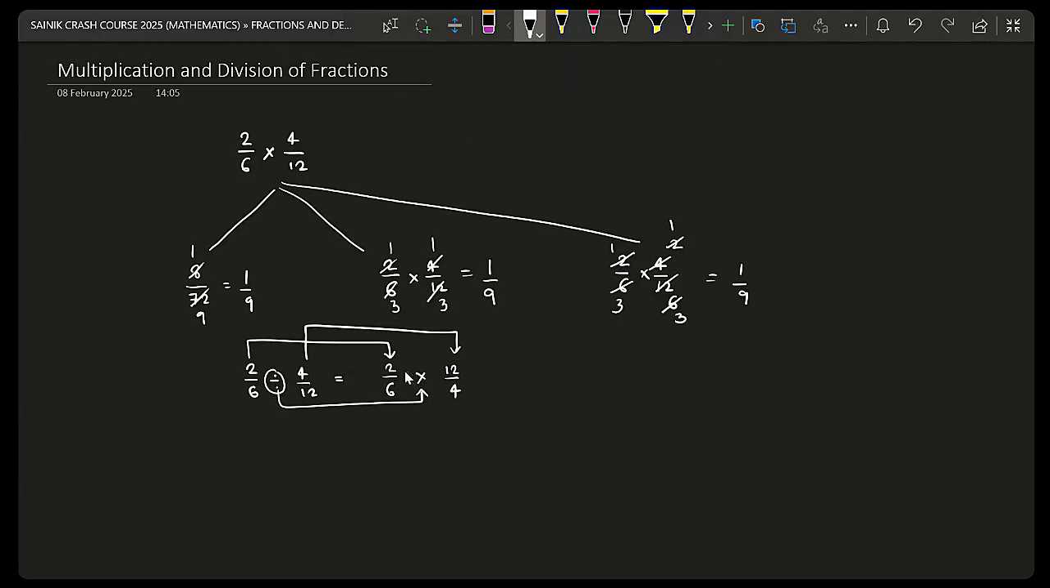So this 2 and 6 I want to cancel. 2 ones are 2, 2 threes are 6. Now this 12 and 4. 4 ones are 4, 4 threes are 12. And this 3 gets cancelled, answer is 1. So this is the way we are going to do division also. We are going to take more examples when we take the questions from the previous year papers. So this is the way we do multiplication of fractions and division of fractions.